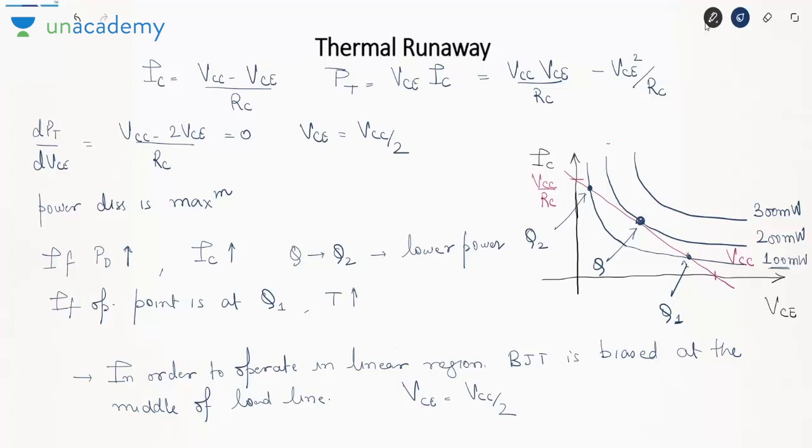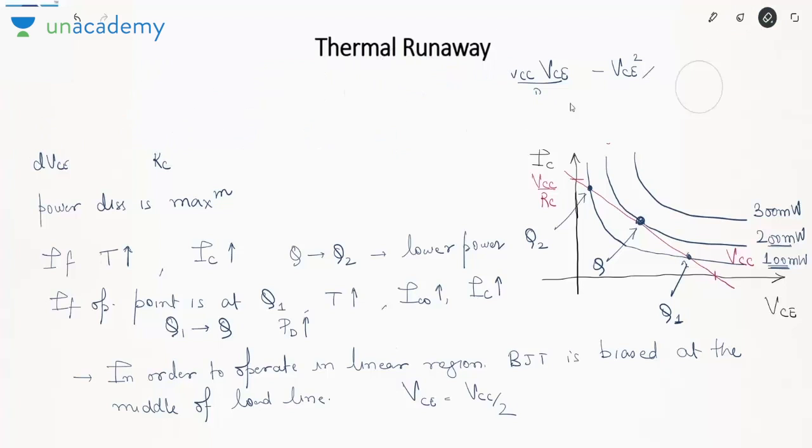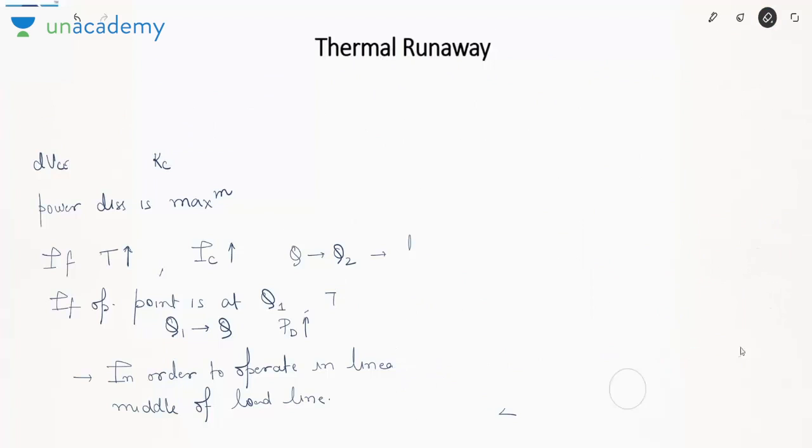But suppose the operating point is at Q1. With increase in temperature, ICO increases, IC increases, so we will move upwards. If we are moving upwards, then from Q1 we are moving towards Q. But Q has power dissipation 200 milliwatt, whereas Q1 has power dissipation 100 milliwatt. So you can say power dissipation is increasing. So if we are biasing at Q, then with increase in temperature, power dissipation is reducing. But if we are biasing at Q1, then with increase in temperature, power dissipation is increasing. So it is always good to bias at mid of the load line, where with increase in temperature, power dissipation reduces and we can avoid thermal runaway.